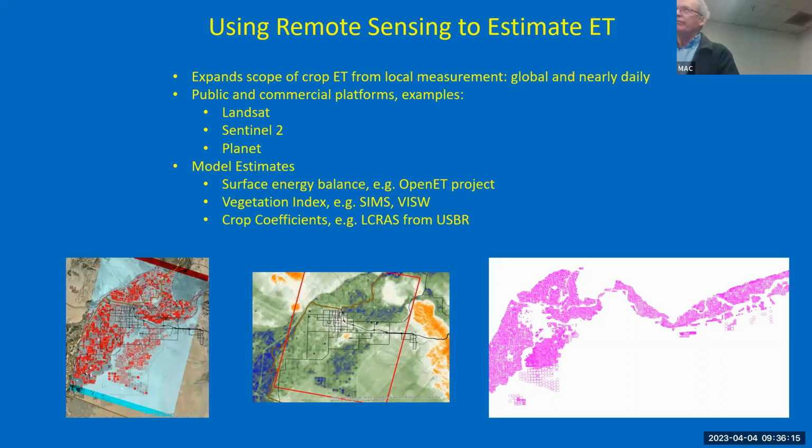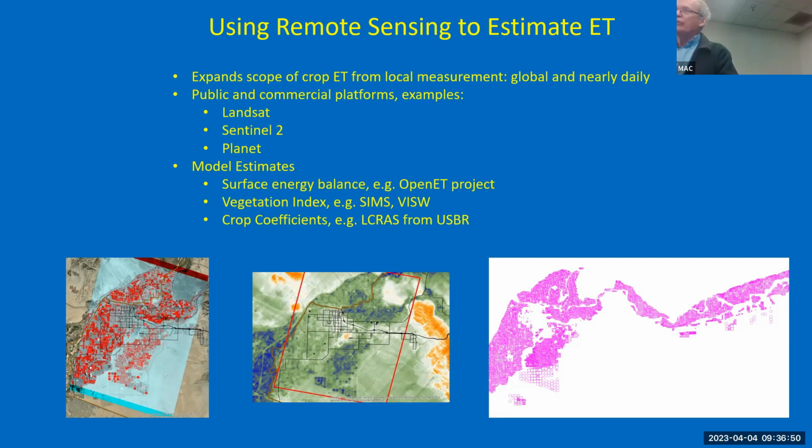And not only has the number of sensors exploded, but the tools available to analyze that data stream have begun to explode, which means that you don't have to do all that. Landsat, Sentinel-2, and Planet are 3 of the sensors that are notable here. The model estimates, like from OpenET, you can get that on the web. You can get vegetation index-based models, and you can get crop coefficient models, where we have focused our work.